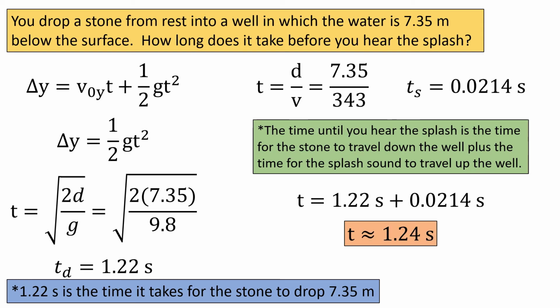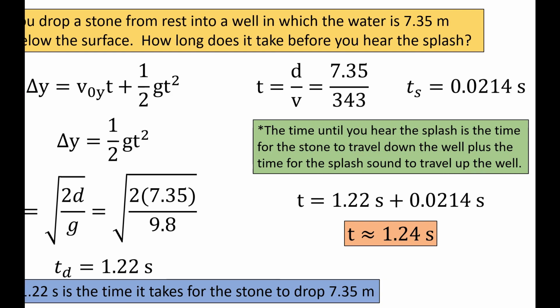So the returning sound wave is a very small fraction of that amount of time. But if you were designing an experiment where you needed to listen for something, then it would be important to incorporate the distance that the sound wave needs to travel in order to make sure that you're measuring the correct times.